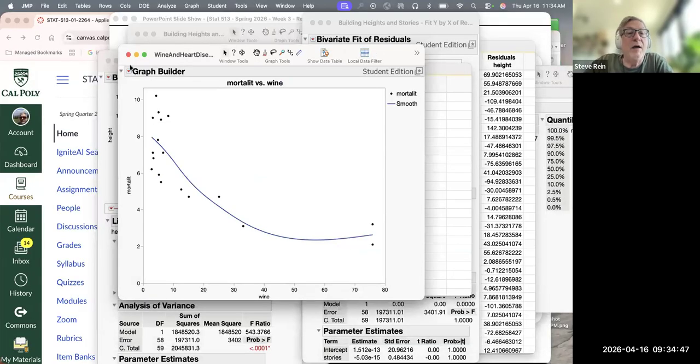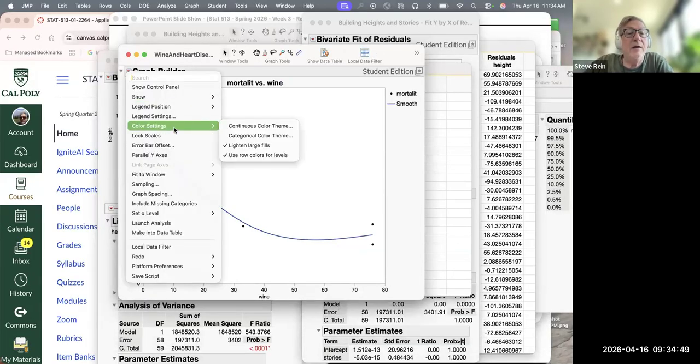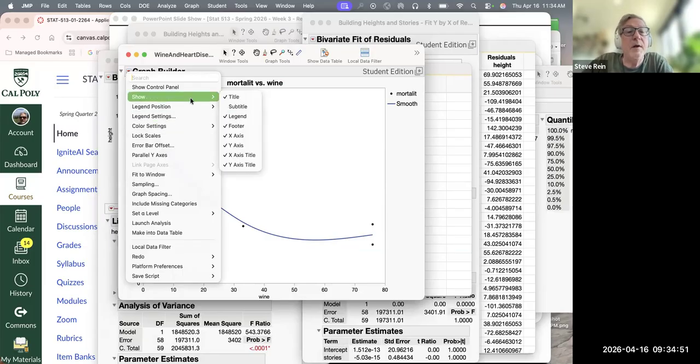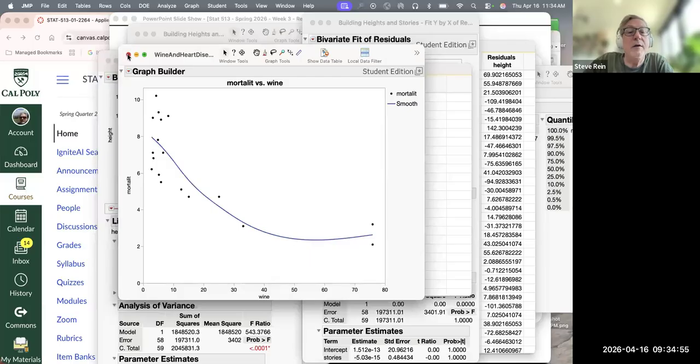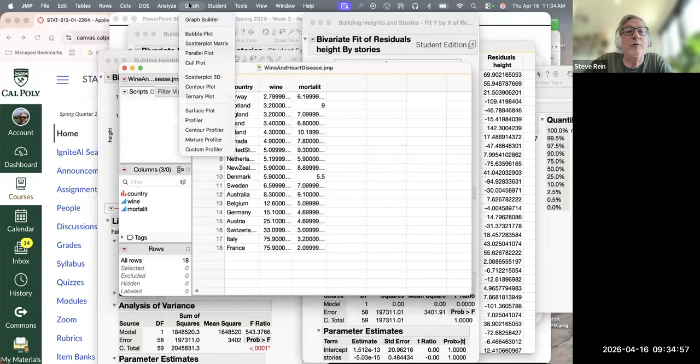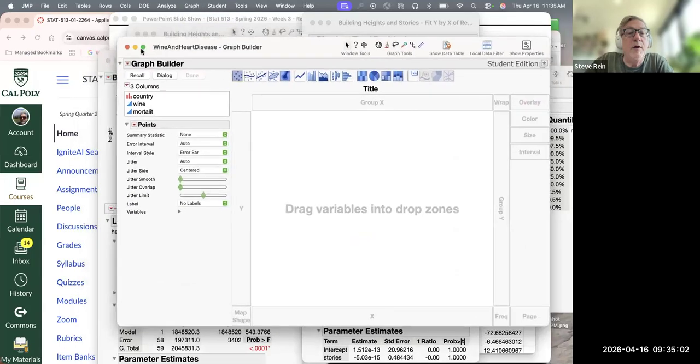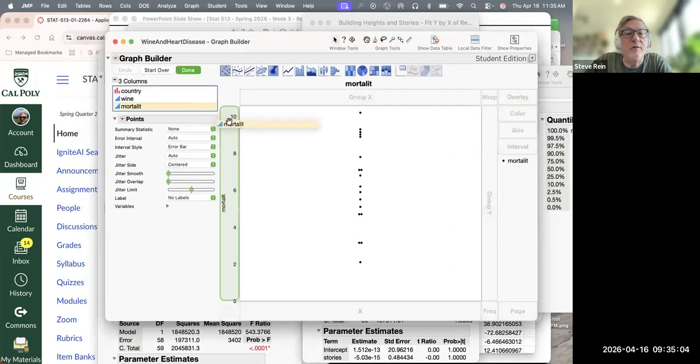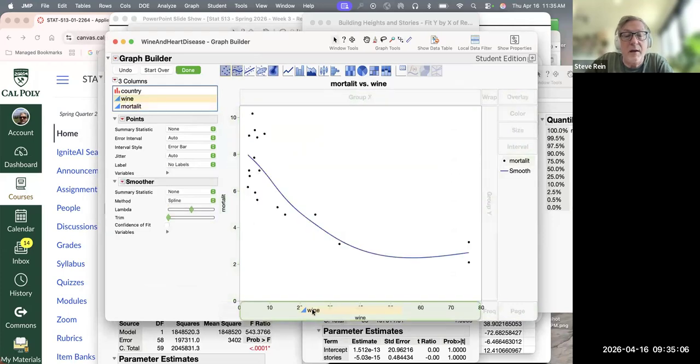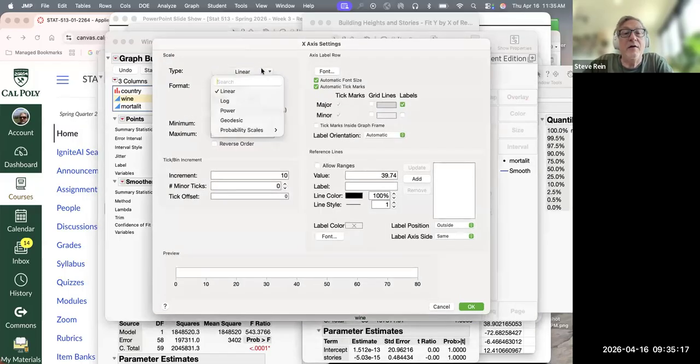What if, on the x-axis, we change the scale? I don't think I wanted to do what I did. Let's redo this. So, Graph Builder. And we had the mortality along the y-axis, wine consumption along the x-axis. If you click your way into it and right-click there for axis settings, notice that it's a linear setting.